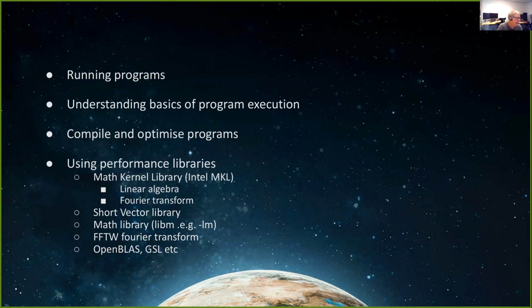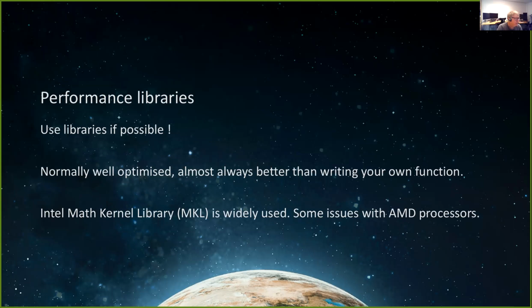So parallelizing libraries is only a couple of slides. Computers generally do two things. They either do linear algebra or Fourier transform. Use libraries if possible. This is the message to take home. The Intel Math Kernel Library is widely used. There are some issues with the AMD processor, which can be overcome, or you can use another library if you are doing linear algebra.